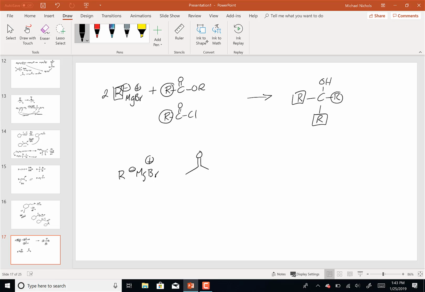I'm going to replace OR. No, let's do a CL first. That's easy. Okay, what happens in the first step of the mechanism? So the Grignard attacks the carbonyl, and the pair of electrons goes back up here. And I make that compound.